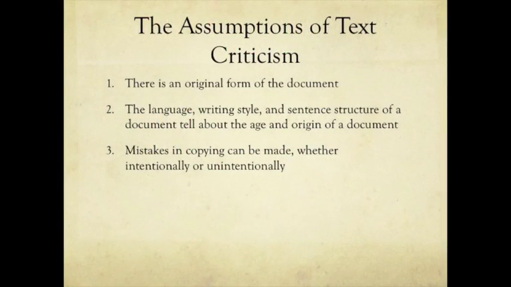So here we go. First, text criticism assumes that there is an original form of the document out there. Now, we might not have unearthed the original form of that document yet. For example, we do not have the first copy of Matthew or Mark or Luke or John. We just have copies of copies of copies. So, we have to assume that there is a first version out there somewhere.